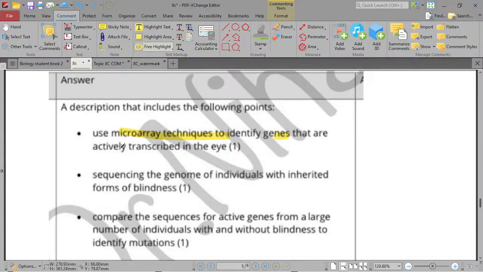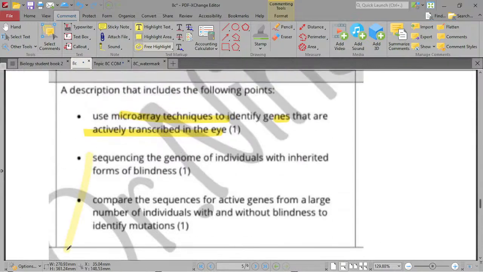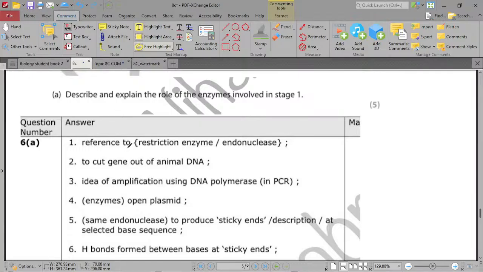Using microarray techniques to identify genes that are actually transcribed in the eye. Sequencing the genome. DNA sequencing, DNA profiling. DNA sequencing the genome of individuals with inherited forms of blindness. Compare the sequences for active genes from a large number of individuals with and without blindness to identify mutations. I don't know if I would get that many marks on this question. I'm not very good at them.